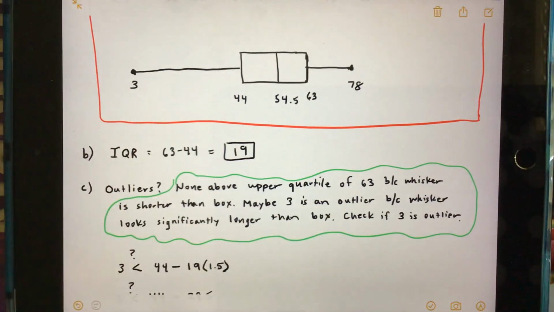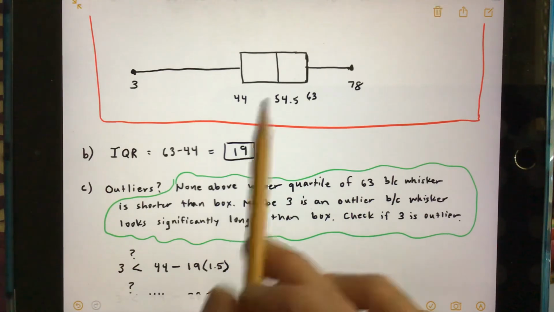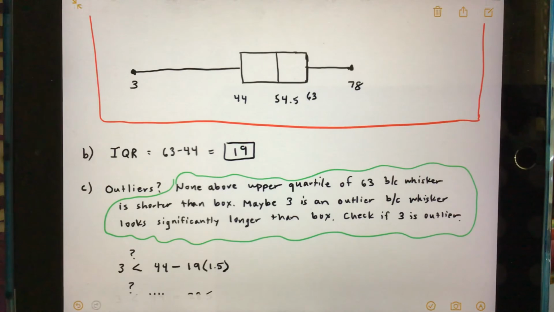So let's look at our least value and see if that is an outlier. Is it significantly far away from all of the other data values here? So none above the upper quartile of 63 because the whisker is shorter than the box. Maybe 3 is an outlier because the whisker looks significantly longer than the box. So we're going to check if 3 is an outlier.